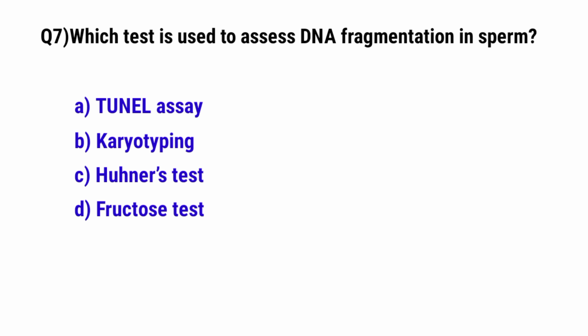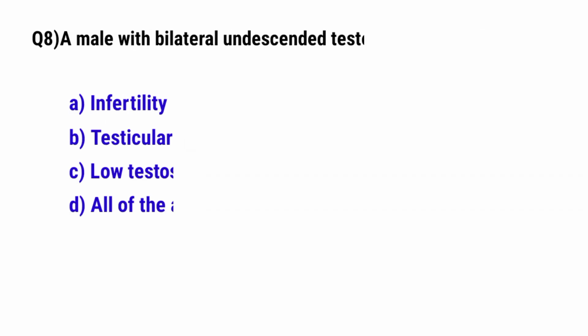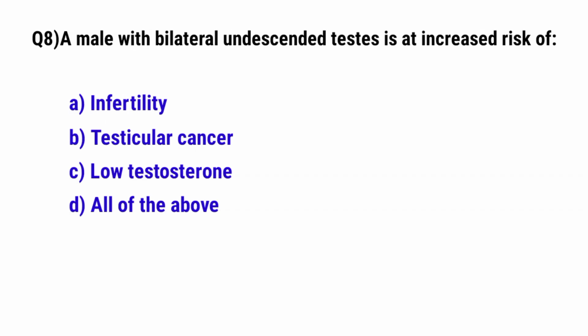Question number 7. Which test is used to assess DNA fragmentation in sperm? The correct option is A. Tunnel assay. Question number 8. A male with bilateral undescended testes is at increased risk of. The correct option is D. All of the above.